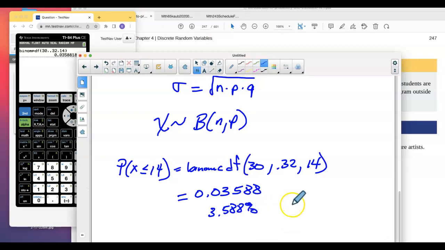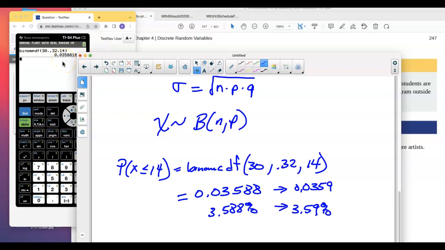Now if we wanted to do that in a percent, it's 3.588%. Now usually we round to 4 decimal places, so we would probably write that as 0.0359 or 3.59% rounded to 4 decimal places. Okay, so that's how we find the probability using binomial.